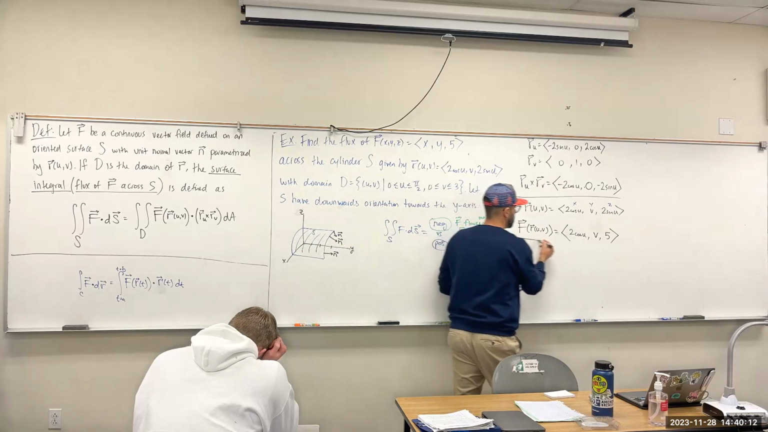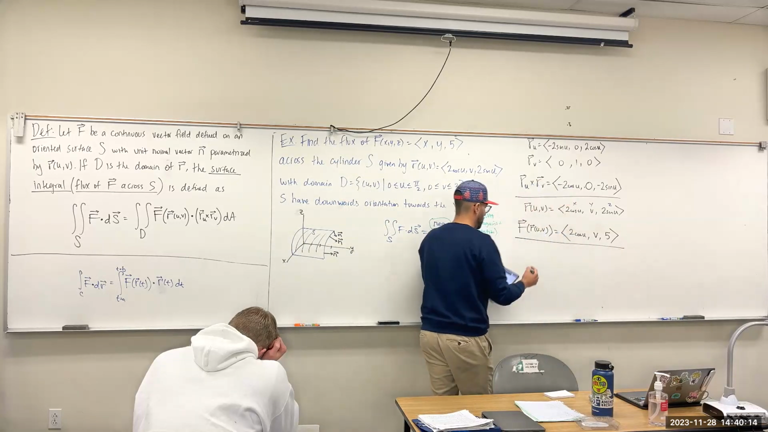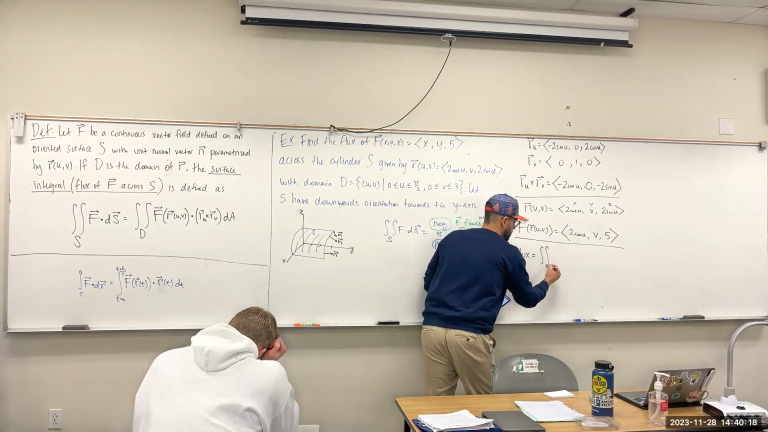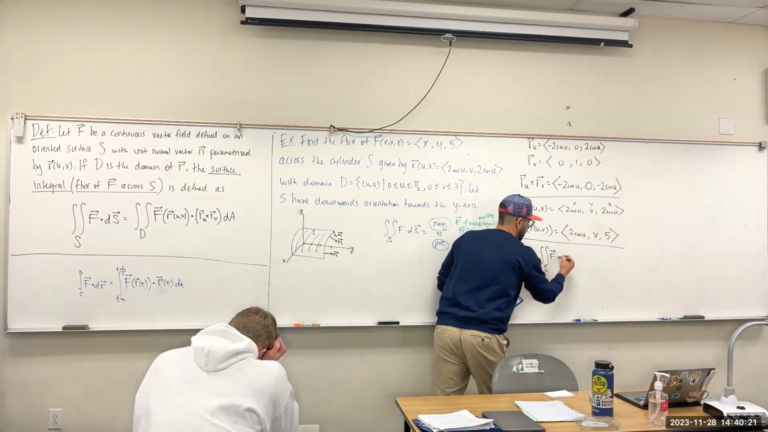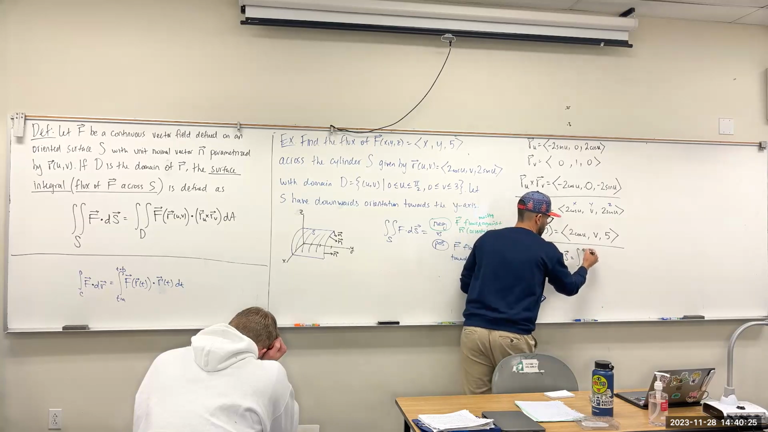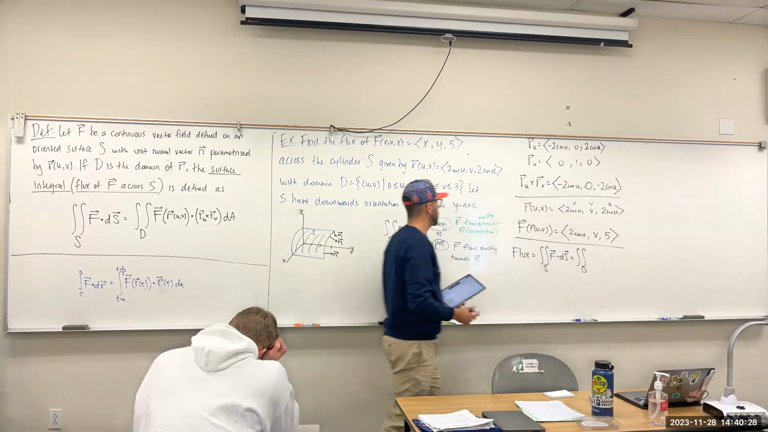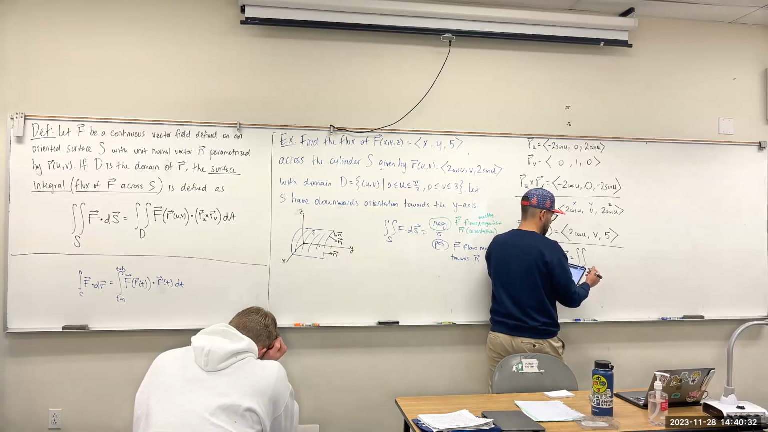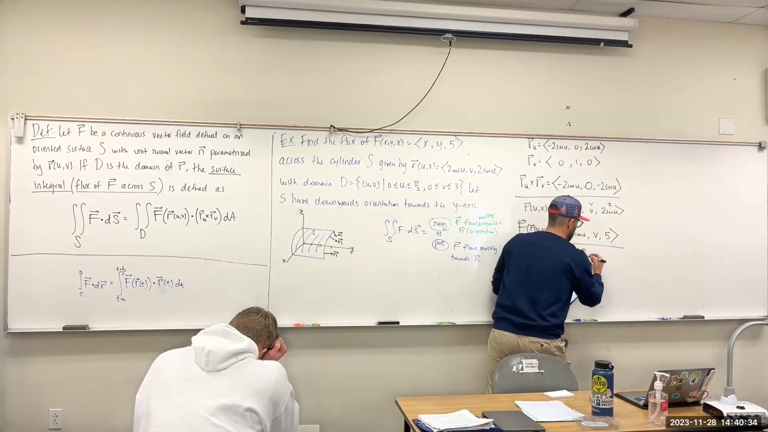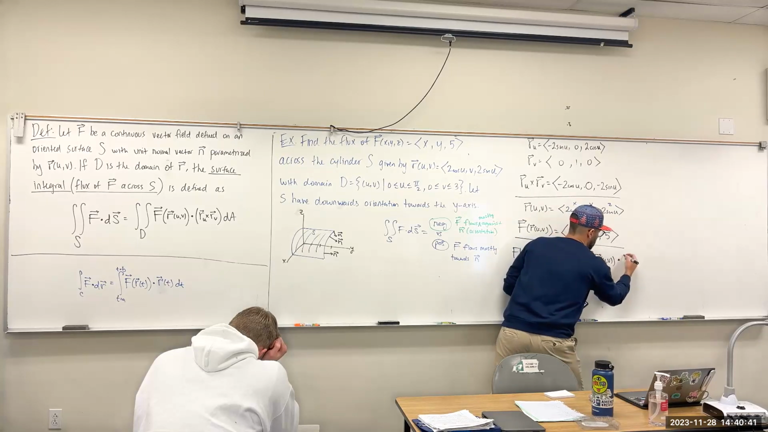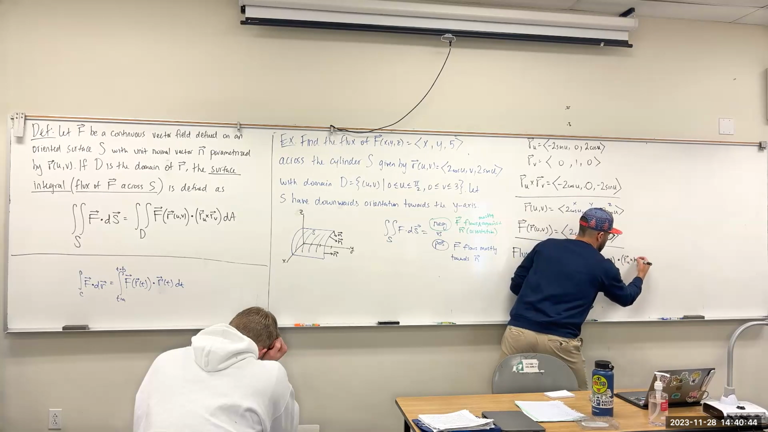All right, so now I have the two pieces I need. Therefore, now we can find this flux. That's going to be the surface integral of F dot dS, which is the double integral over my domain that I'm given, of F composed with r of u,v, dotted with the cross product. I'm just doing the definition again.